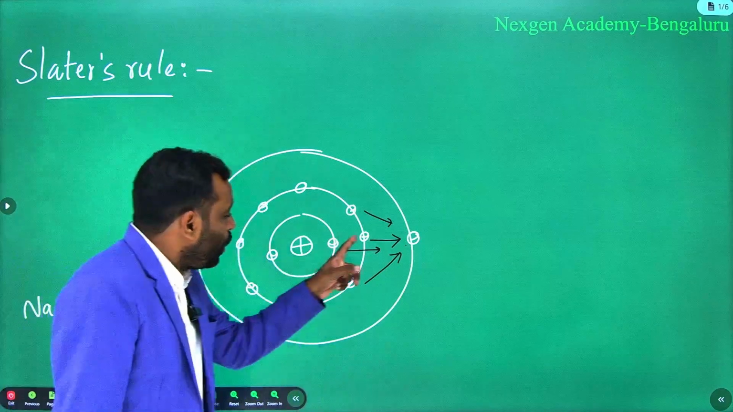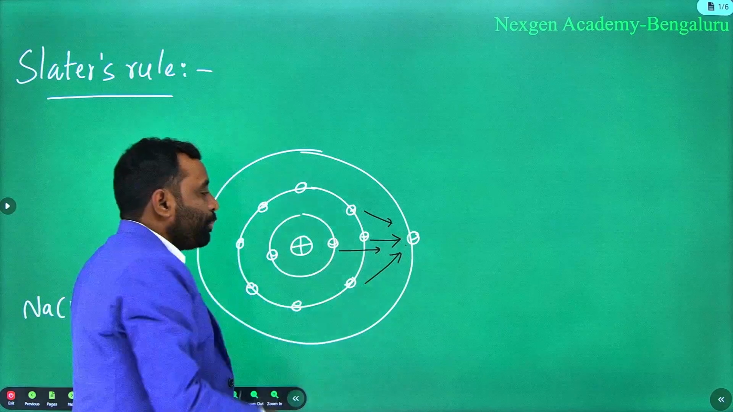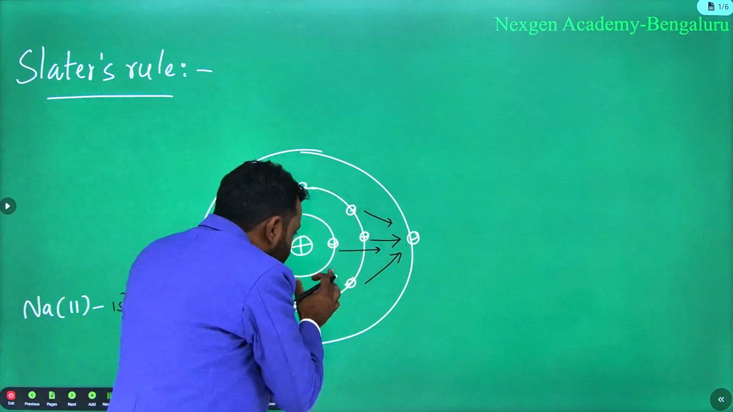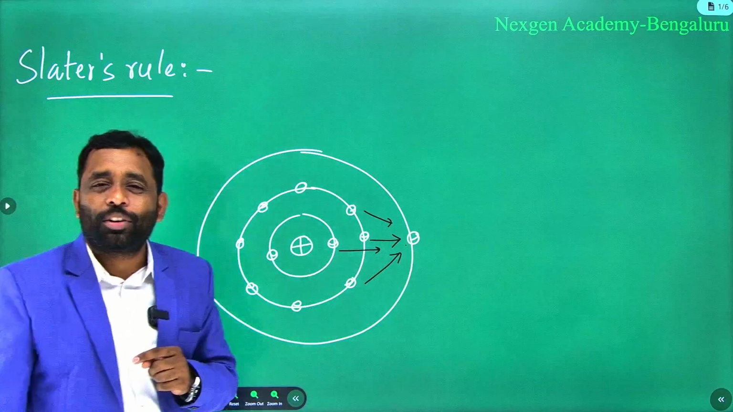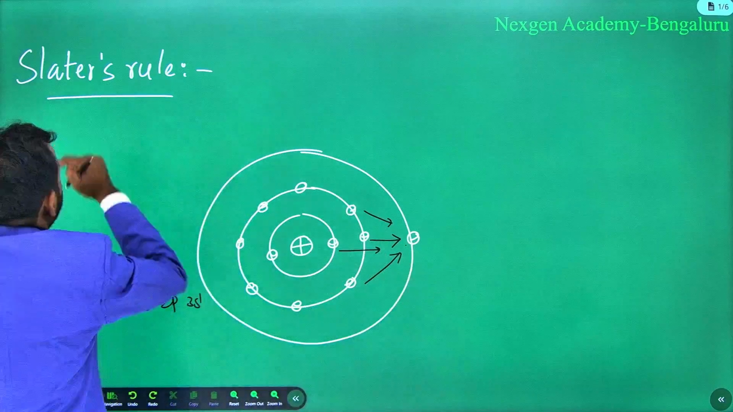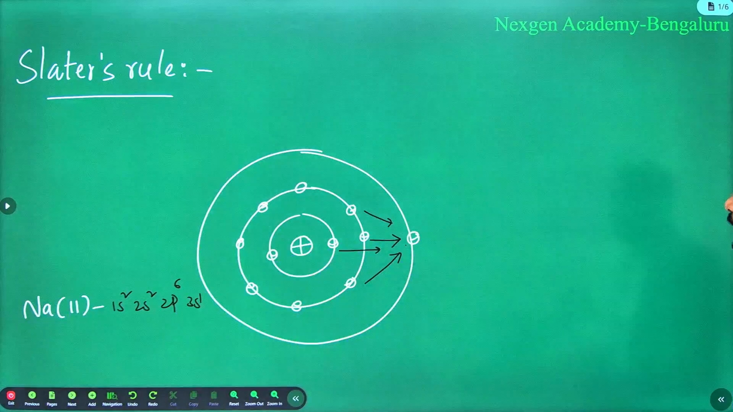So now, when there are no inner electrons, we expect 11 protons' attraction, but inner electrons are there. Then what is the net attractive force experienced by the outer electron? It can be calculated with Slater's rule. That is the beauty of Slater's rule. What is Slater's rule? Let us see.